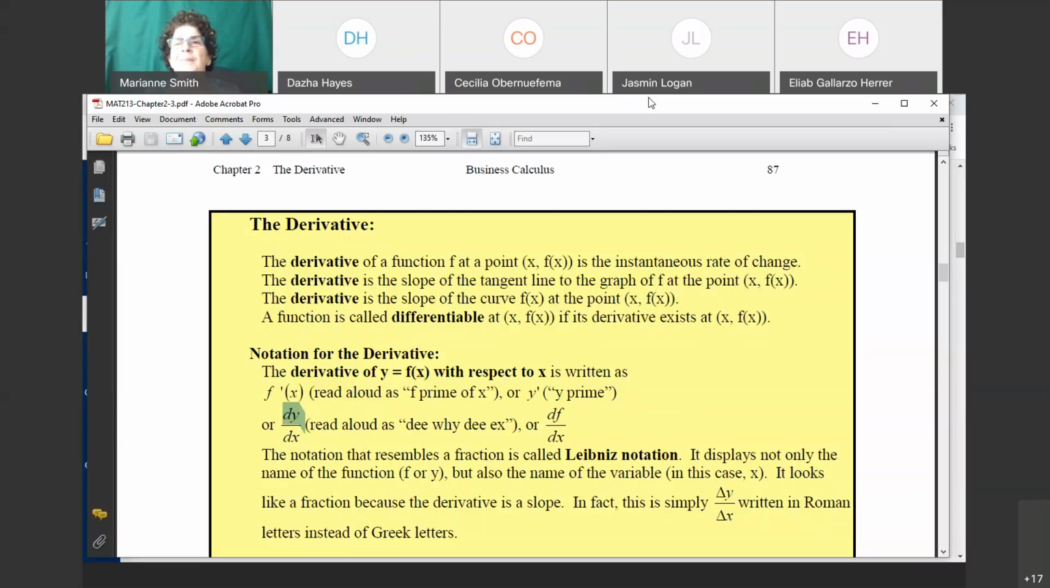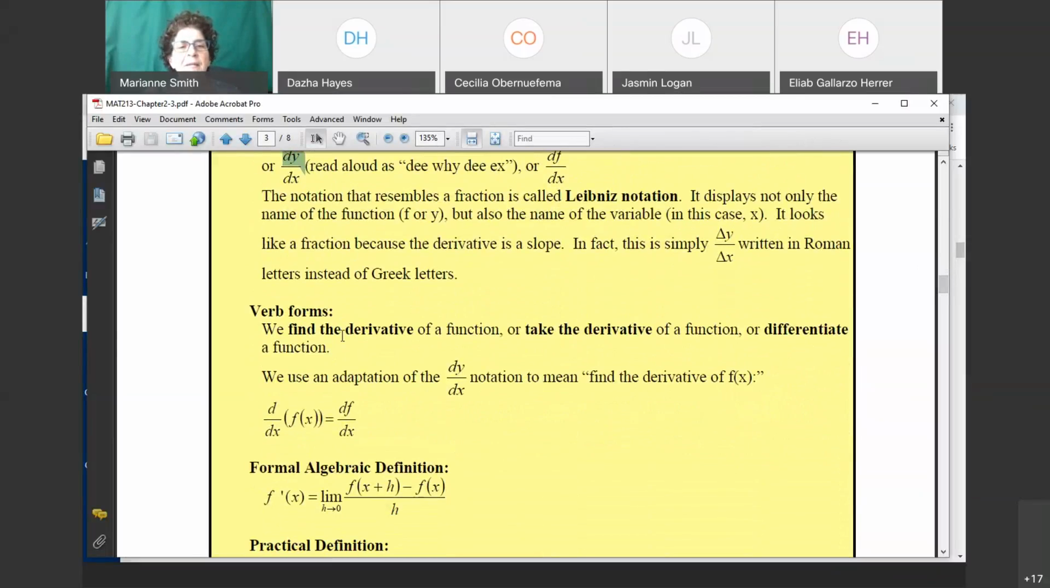So let me stop at this point and ask, are you okay with the notation? If you would, please just throw a yes or a no in the chat. Are you comfortable with what we're talking about?